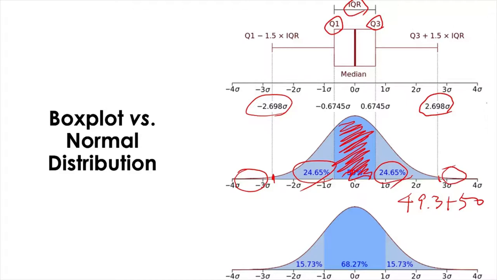And this one, the bottom normal distribution, shows basically the 68, 95, 99.7% rule, where you can find 68% in the middle within plus minus one standard deviation. And the remaining proportion will be then 32%, right? So each contains about 16%. So this is a kind of side-by-side comparison between the box plot and the normal distribution.